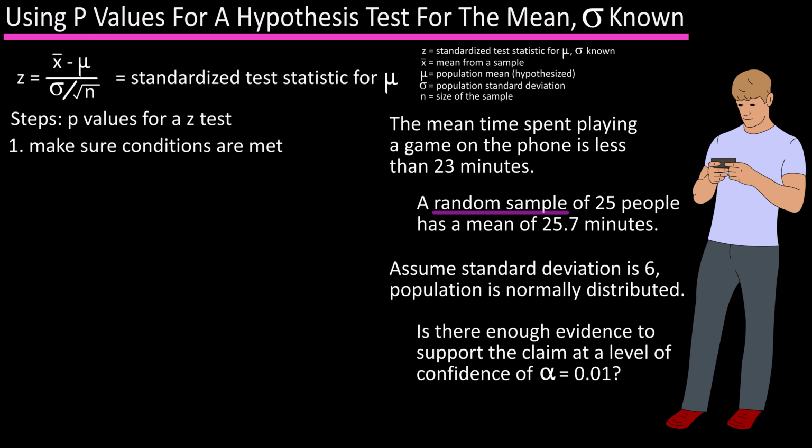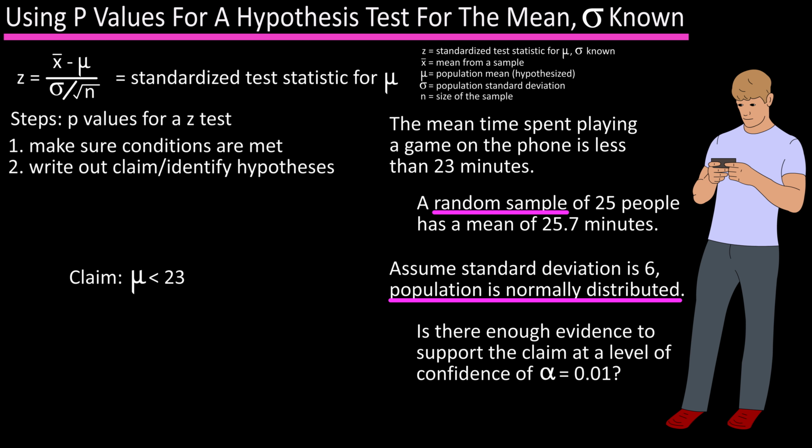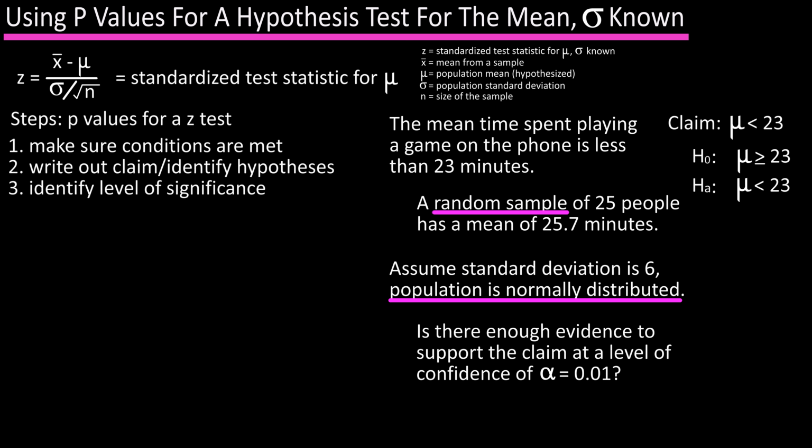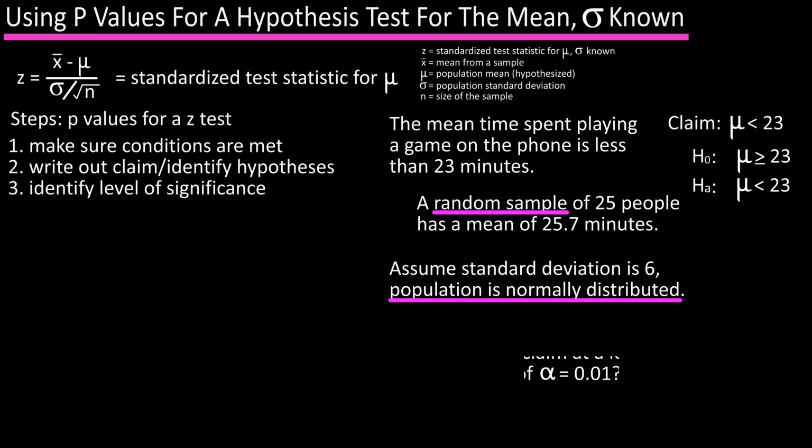Step 1, it is a random sample, and the population is normally distributed, so we're good there. Step 2, the claim is that mu is less than 23, and we know the alternative hypothesis contains a statement of inequality. So H sub a is mu is less than 23. The null hypothesis is the complement of the alternative hypothesis and contains a statement of equality. So H sub 0 is mu is greater than or equal to 23. Step 3, the level of significance was given as alpha equals 0.01.